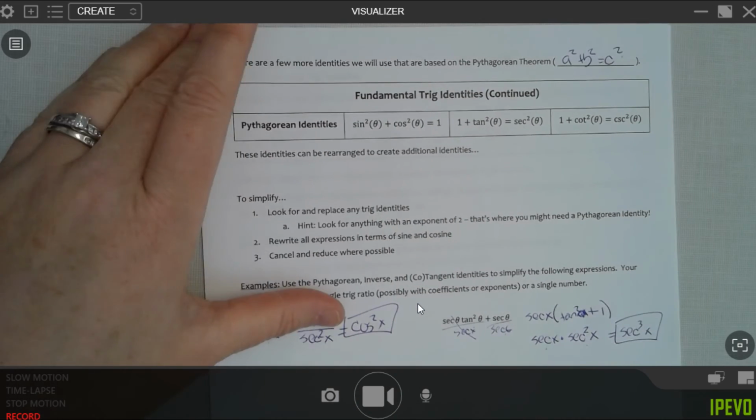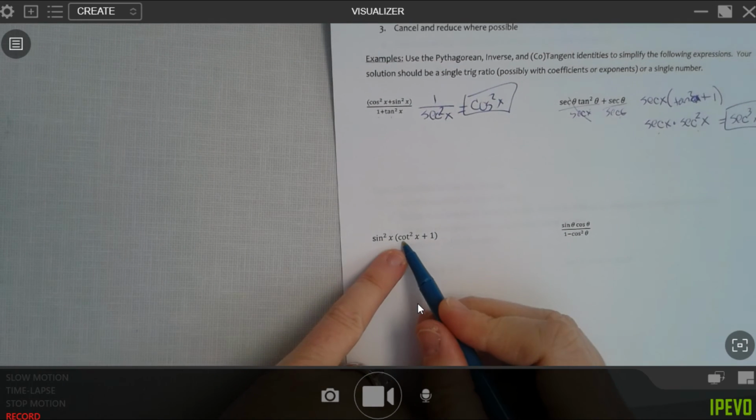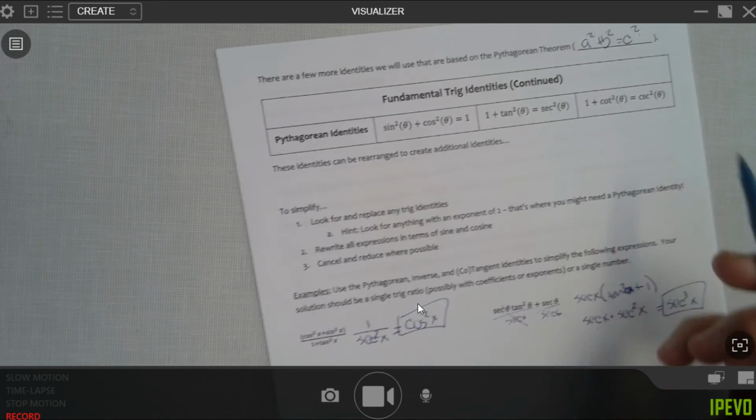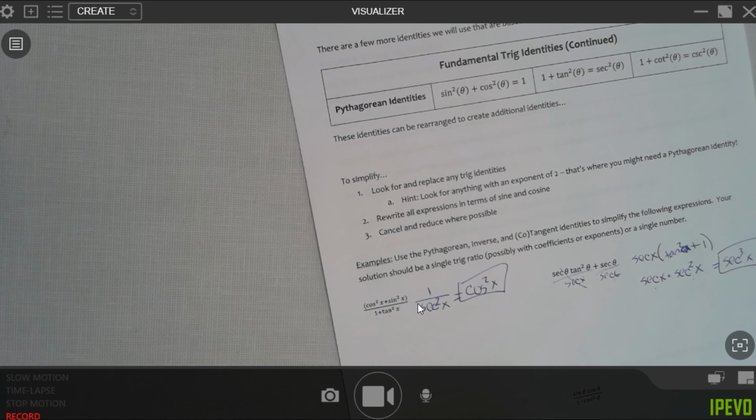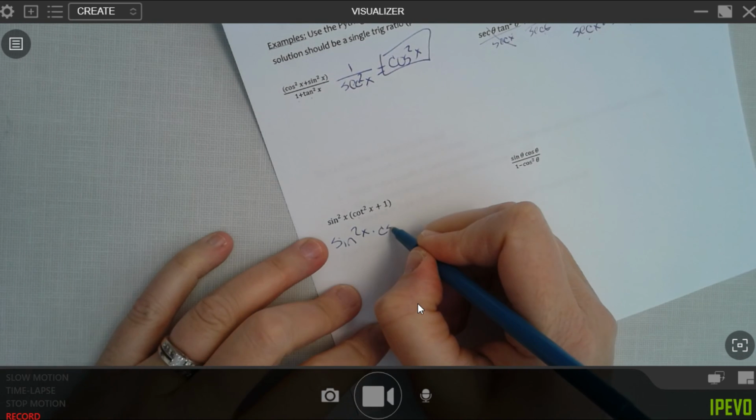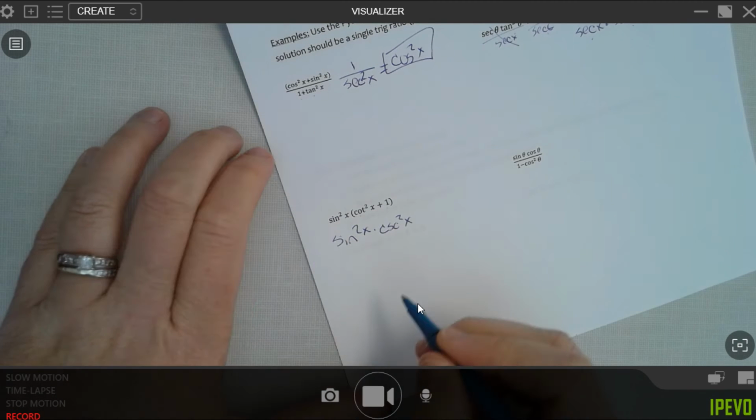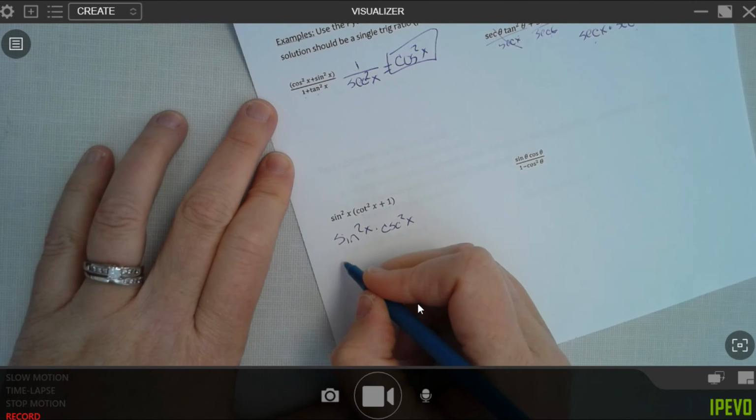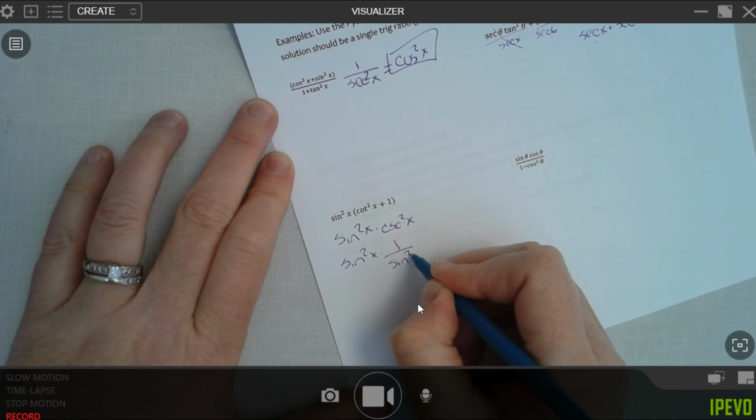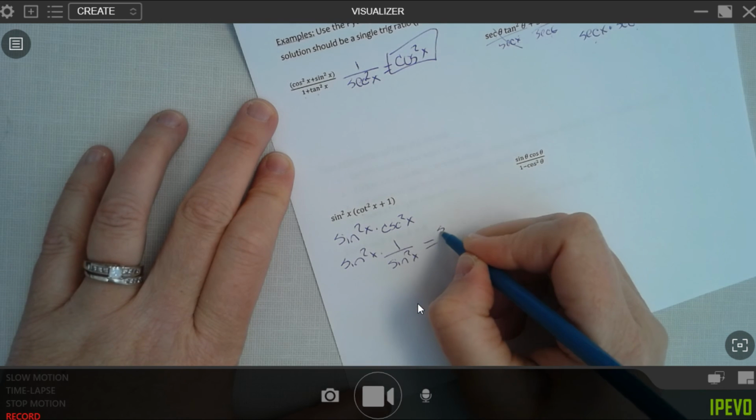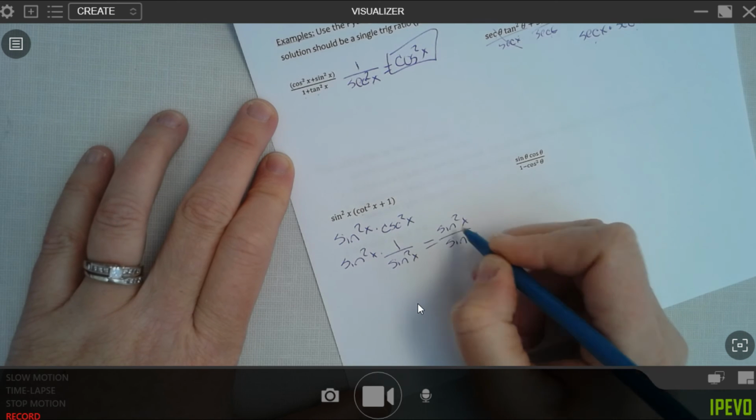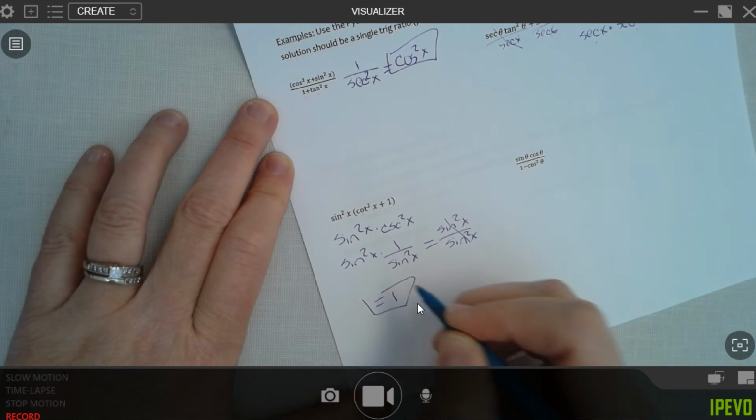Okay. Right here, cotangent squared x plus 1. That's one of the rules right here. So it's going to be cosecant squared. So I have sine squared x times cosecant squared of x. Remember, cosecant is reciprocal of sine. So I'm going to put sine squared x times 1 over sine squared x. So that gives me a sine squared x over a sine squared x. They both cancel, so it leaves me with 1.